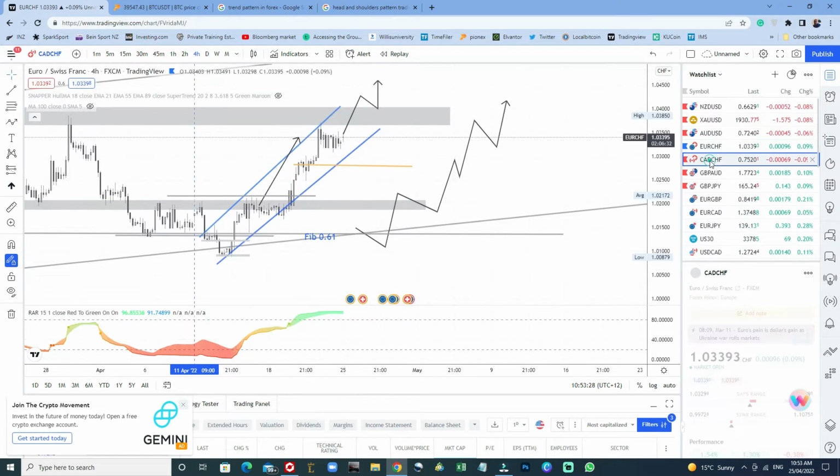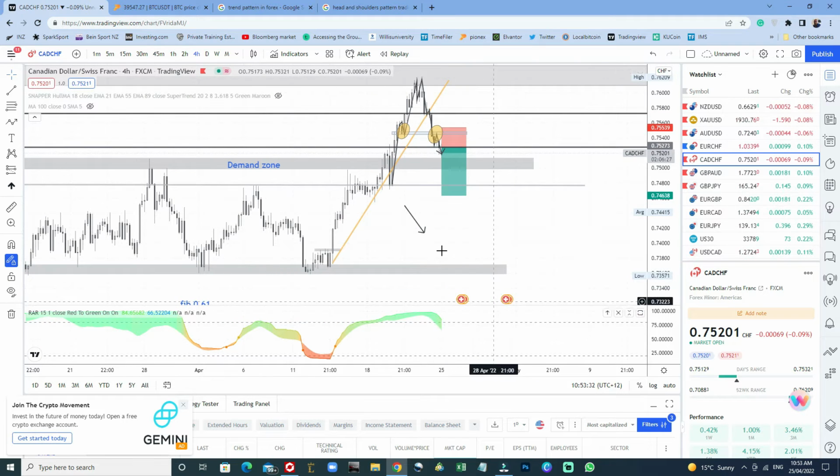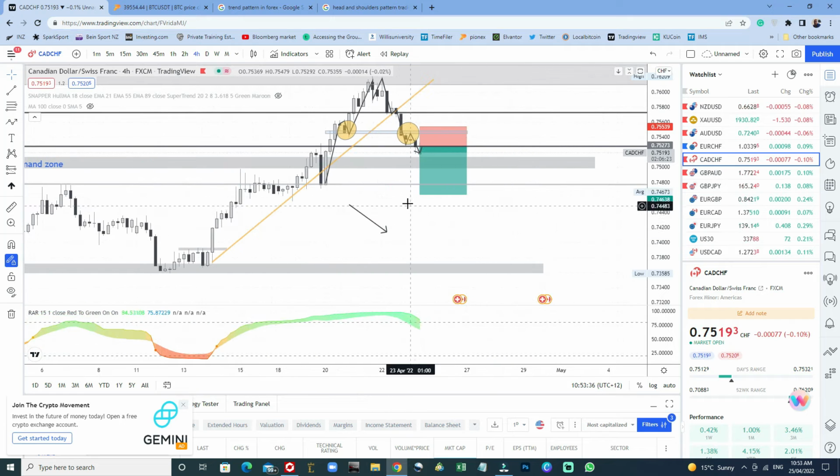And next one is the CAD CHF. CAD CHF is showing that the sellers are coming into the market. You can see a push to the upside and a reversal after the market has hit a strong key level and is pushing to the downside.